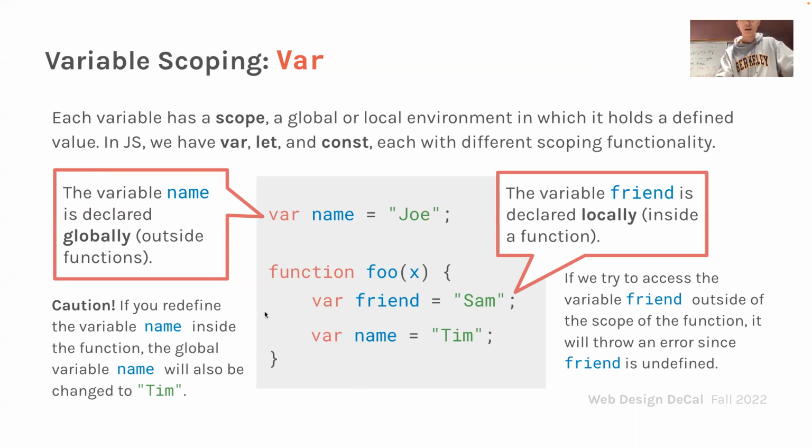The issue with var is if you define, you can redeclare name here, and that overrides this name, which might not be what you want. Because as our code gets really long, if somewhere we define name and we use that same name in a function, it'll cause some errors that you don't want.